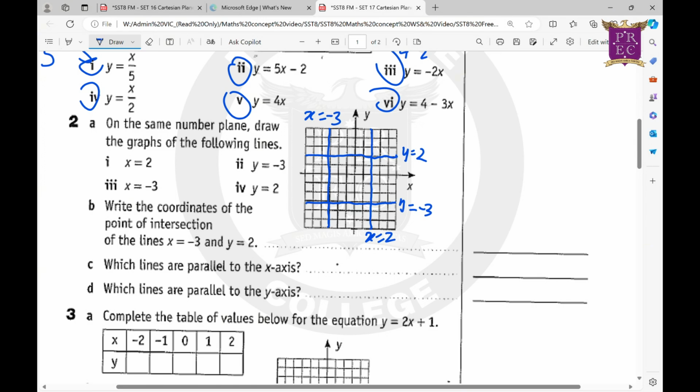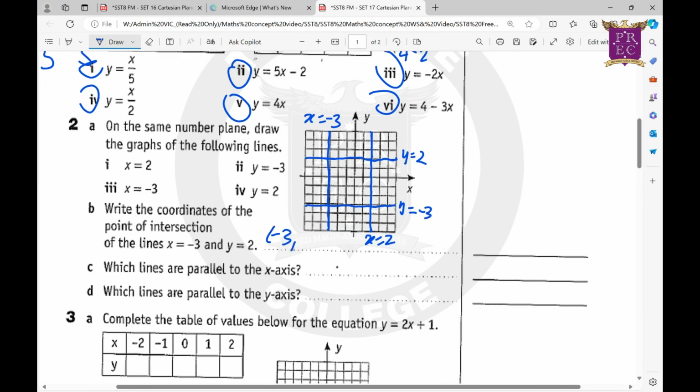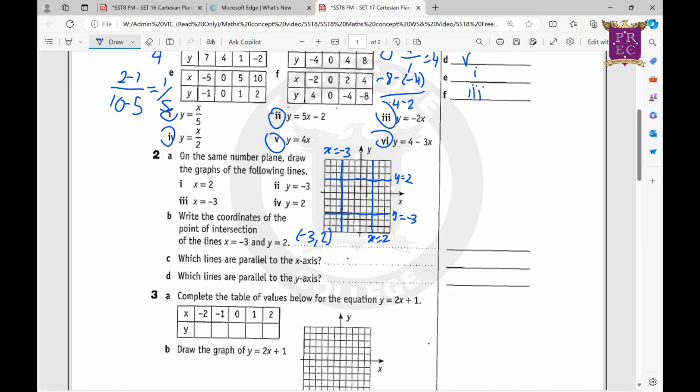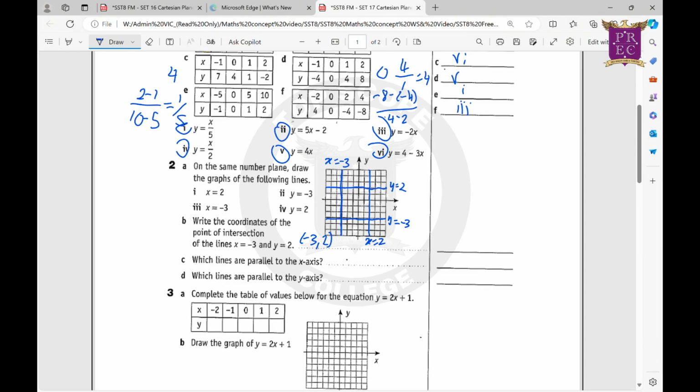Very nice. Okay. Write the coordinates of point of intersection of the lines x is equal to -3 and y is equal to 2. So x is -3, so that's the x coordinate, and y is equal to 2, that's the y coordinate. That's the answer. Easy as that. Which lines are parallel to the x-axis? That would be the ones with the y's. Y is equal to 2, y is equal to -3.